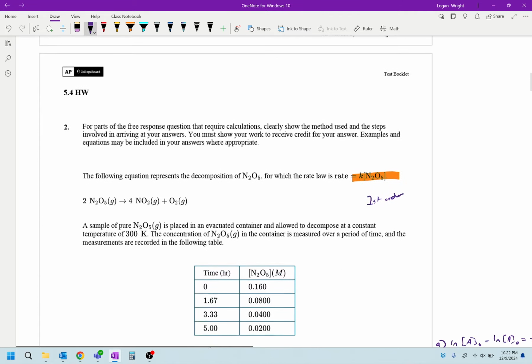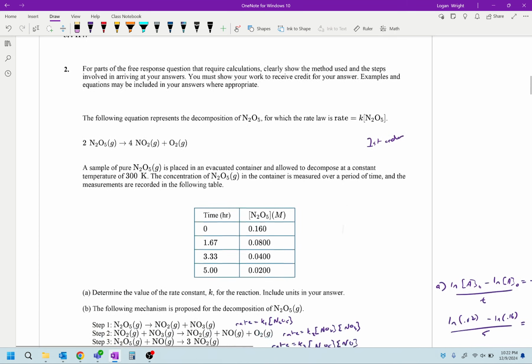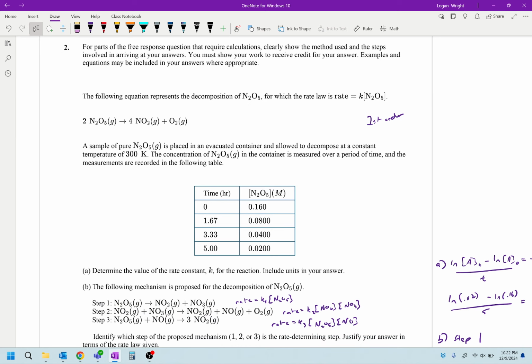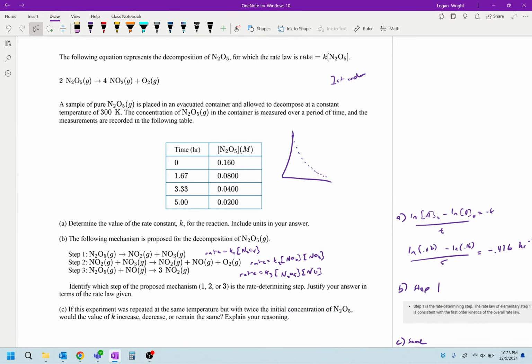Going through number 2, we've got the decomposition of N2O5, where this is the rate law. Right away, I see that because there's not an exponent, it's a first order reaction. They give us the concentration over time. So if you were to graph a first order reaction, the concentration would be an exponential decrease. That's what you would expect to see. Determine the value of the rate constant for the reaction.